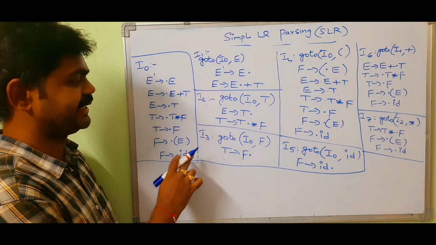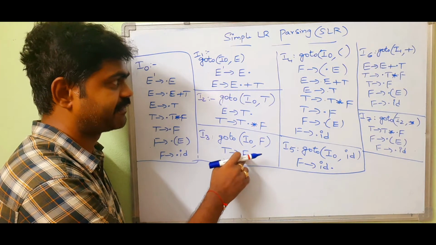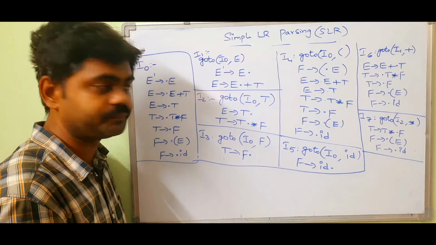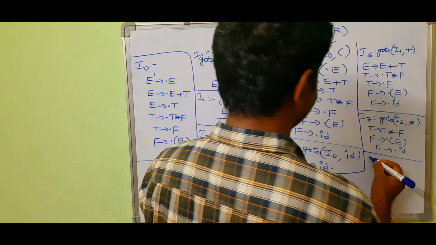So next I8 is, so we can't perform on I3. Why? Because after F we have dot. Now I8.